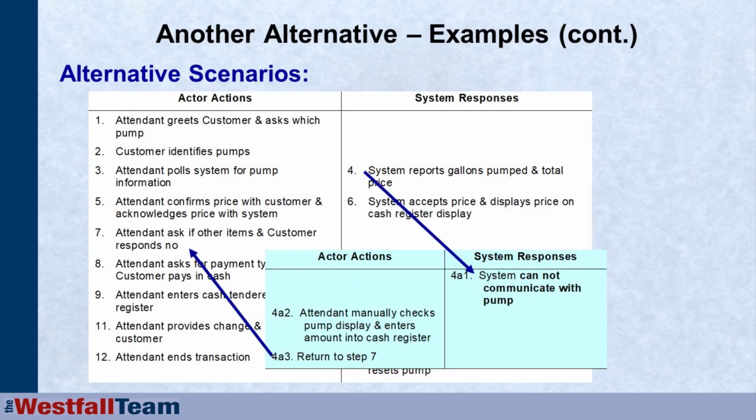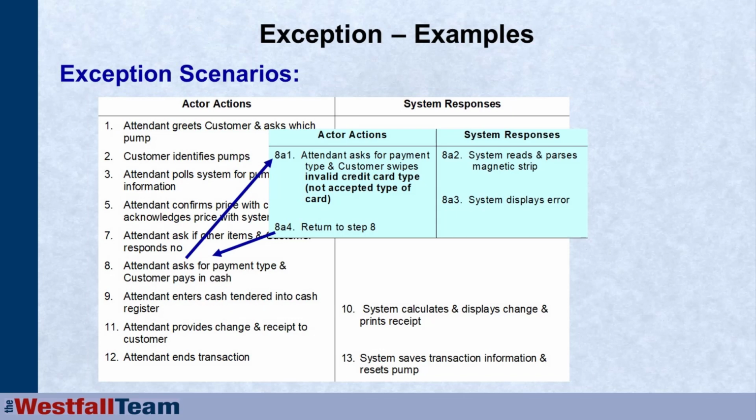Another example might be that the system can't talk to the pump and it gets some kind of error message, in which case the attendant has to go manually read and enter the cash register information into the cash register. So now you have to have ways of doing it both automatically through the system and manually through the attendant. Exceptions are simply alternatives that don't get you to the happy path. Alternatives still get back to the happy path, to the completion criteria. You still manage to accomplish the task in a successful way.